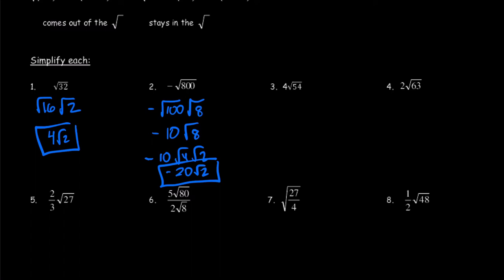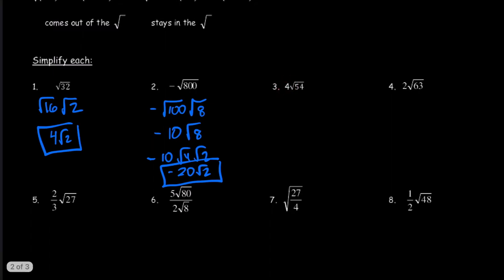4 square root 54. 54 is pretty easy to work with. 9 goes in there. And I've got this 4 out in front. That's not part of a radical, so that just comes along. 4 square root 9 times square root 6. And the square root of 9 is just 3. So I end up with 4 times 3, which is 12, square root 6.